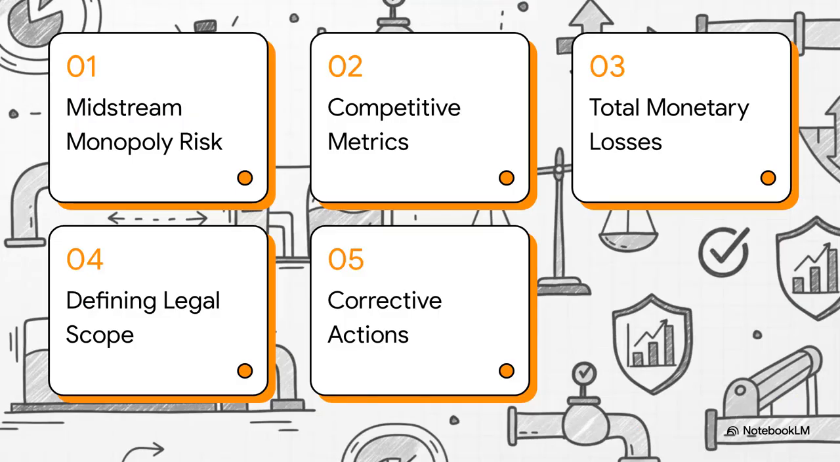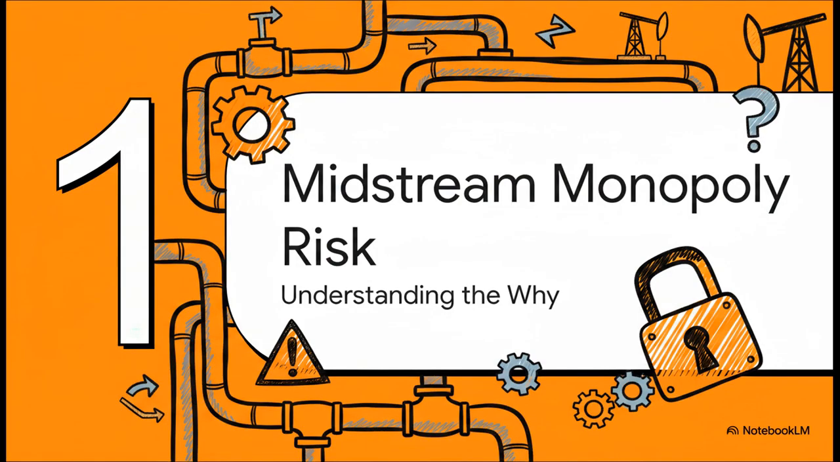So here's our roadmap for today. We'll start with the midstream monopoly risk, then look at the SASB competitive behavior metrics. After that, we'll get into calculating the actual total monetary losses, define the legal scope, and finally wrap up with context and corrective actions. Okay, starting off with Section 1, the midstream monopoly risk.